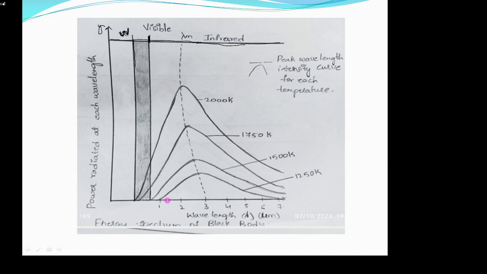If you look at the graph, the energy keeps increasing, decreasing, increasing, decreasing like this at different temperatures: 1250 Kelvin, 1500 Kelvin, 1750 Kelvin, 2000 Kelvin. Now we'll draw some conclusions from this graph.